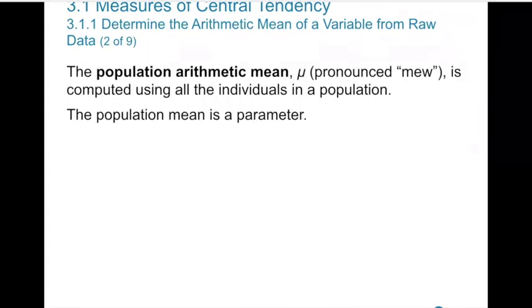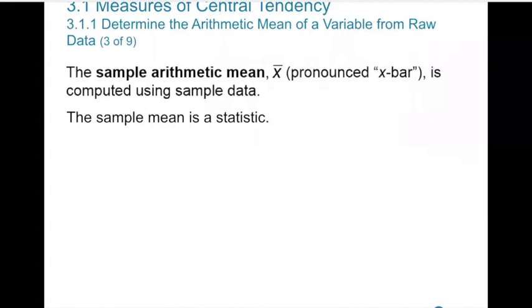When we represent the population mean, we use that Greek letter mu, that funny looking U. Now remember, a population summary is called a parameter. If we want to use it for the sample, it's called a statistic. So for the sample mean, we use this X bar. So the X with the line over it is what represents it.